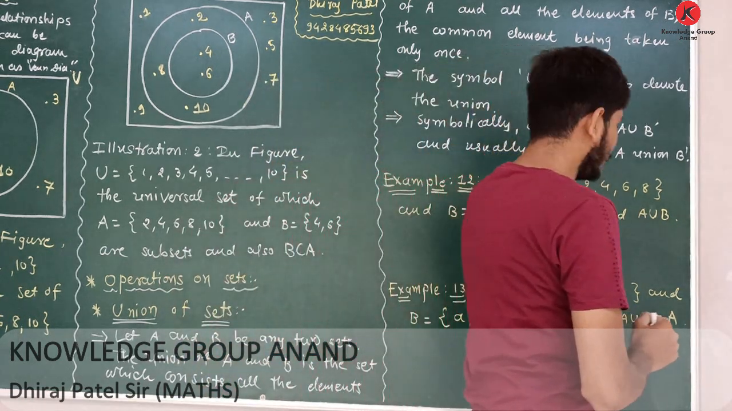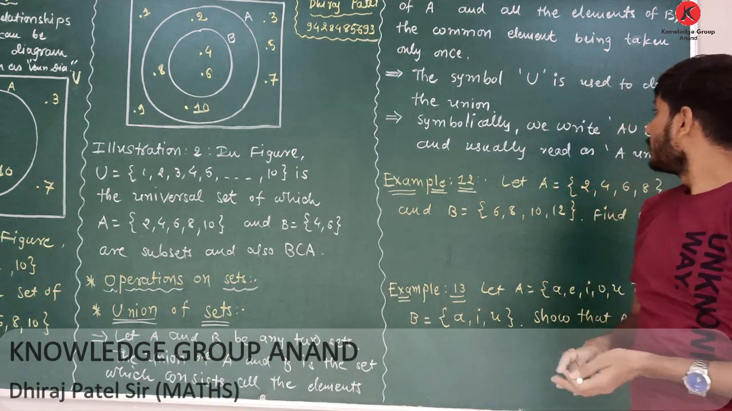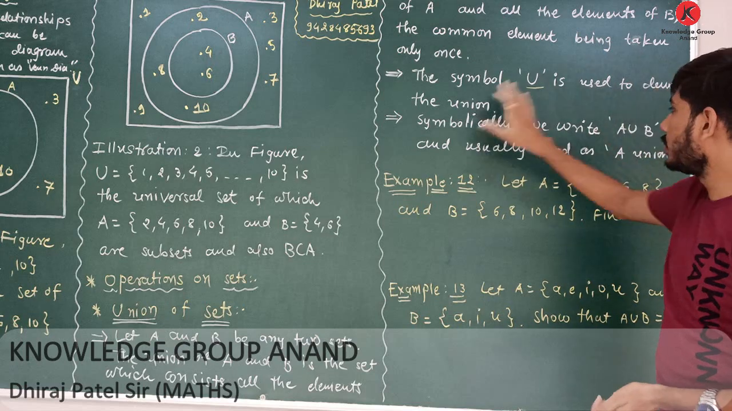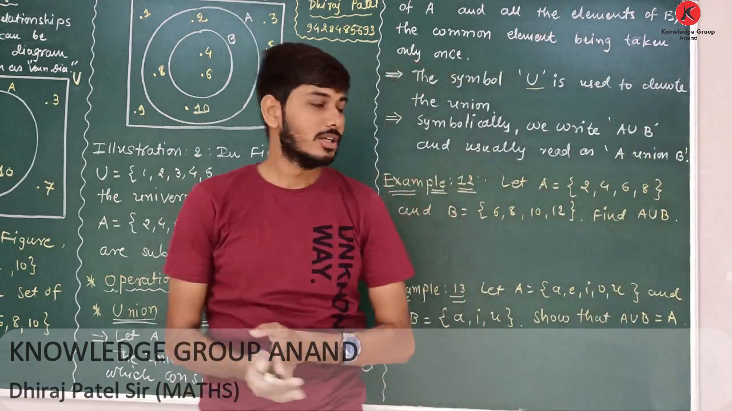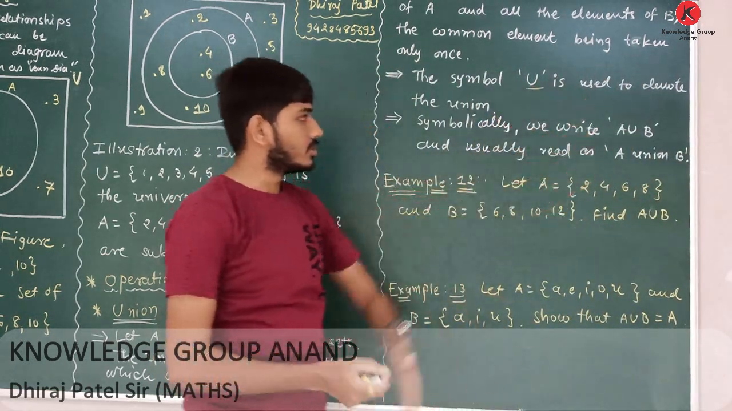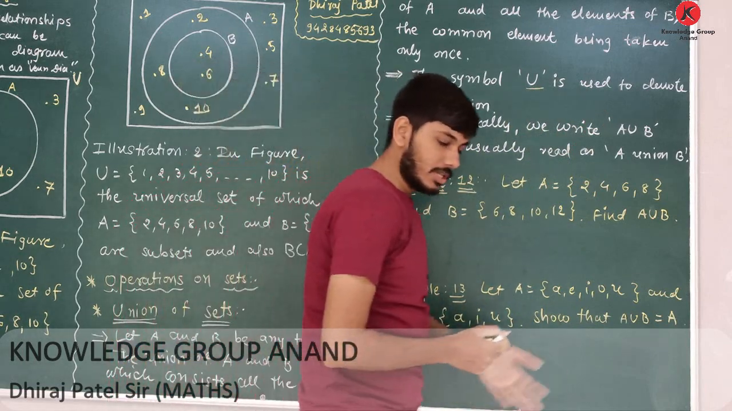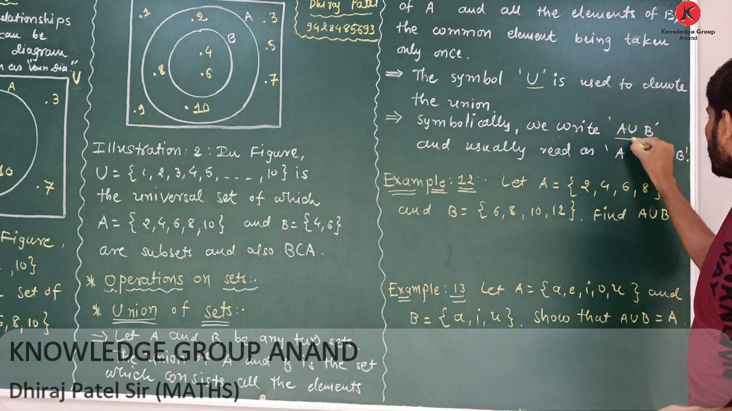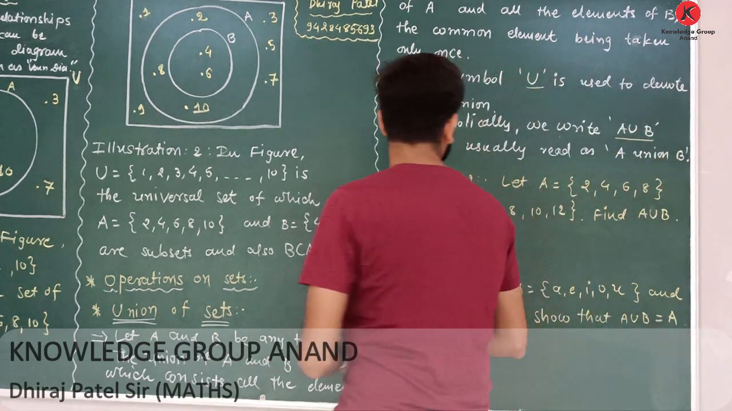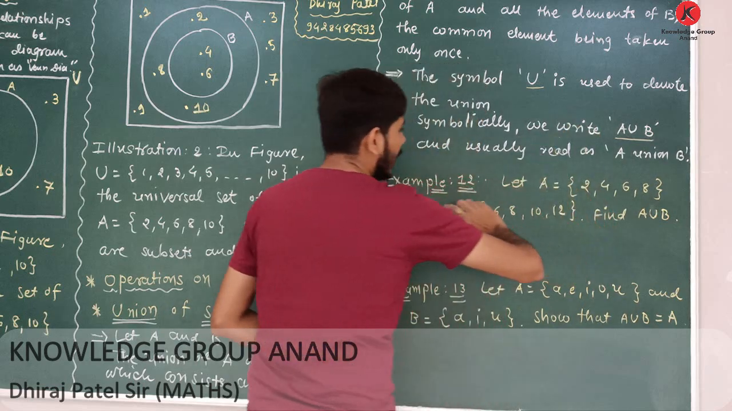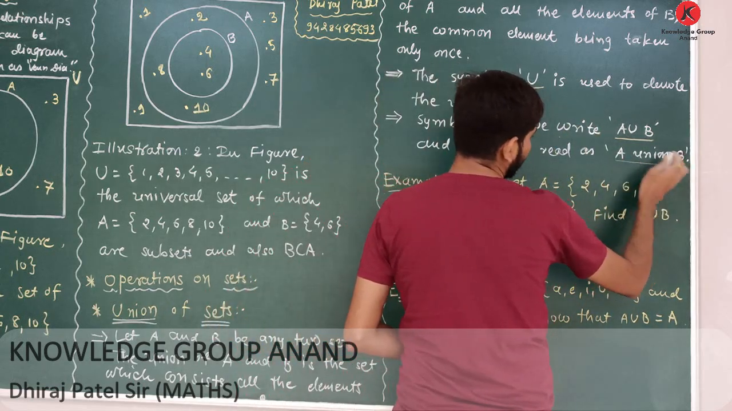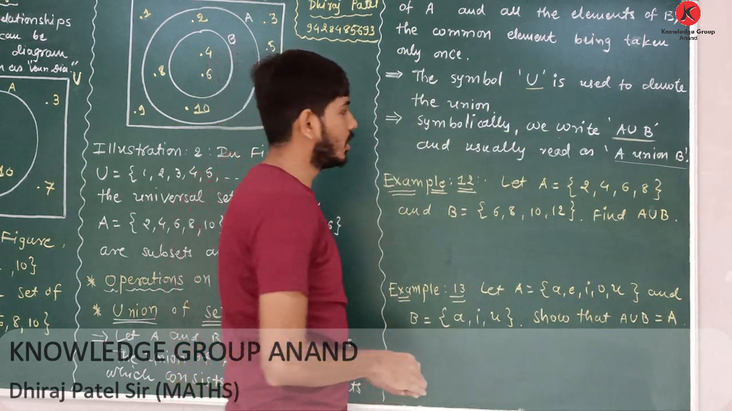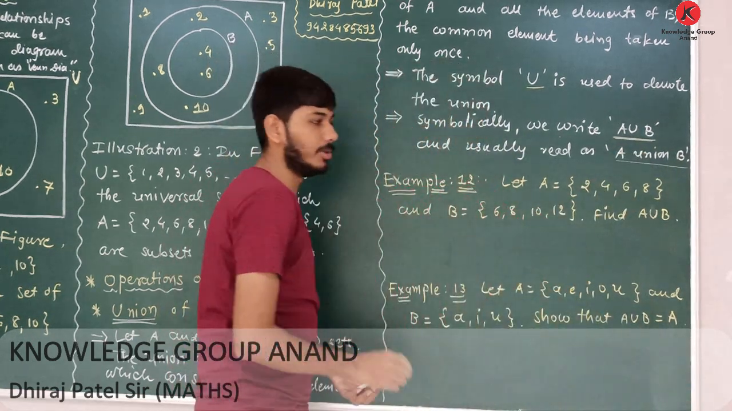Okay. The symbol for the union operation is this U, which is used to denote the union. Symbolically, we can write it as A union B and read it as A union B. This is the symbol for representation of A union B.